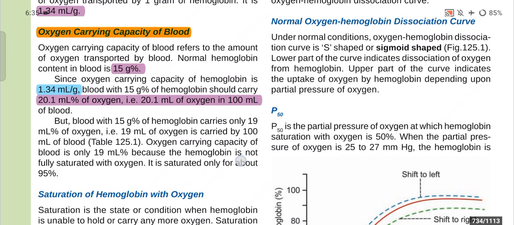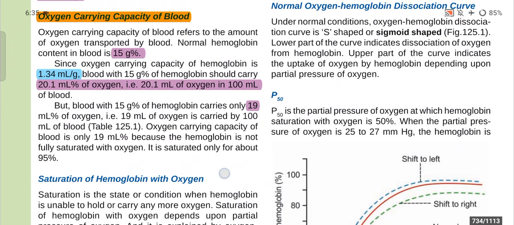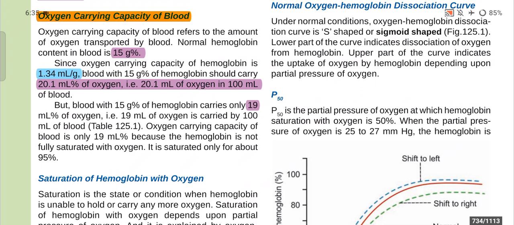Only, but blood with 15 gram percentage of hemoglobin carries only 19 ml percent oxygen. That is, 19 ml of oxygen is carried in 100 ml of blood. Now, oxygen carrying capacity of blood is 19% because the hemoglobin is not fully saturated with oxygen. It is only saturated for about 95%. In reality, whenever we calculate, the 15 gram percent hemoglobin is carrying just 19 ml percent, but it should carry 20.1 ml of oxygen in 100 ml of blood. It is not carrying that much. It is carrying less than that. It is 19 ml only.